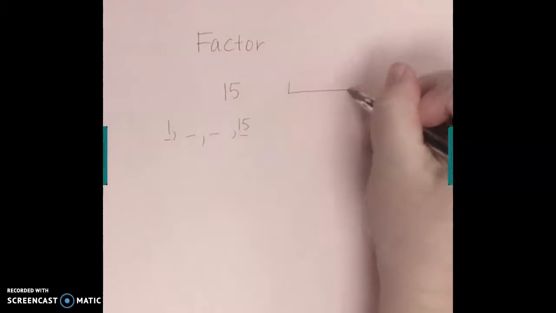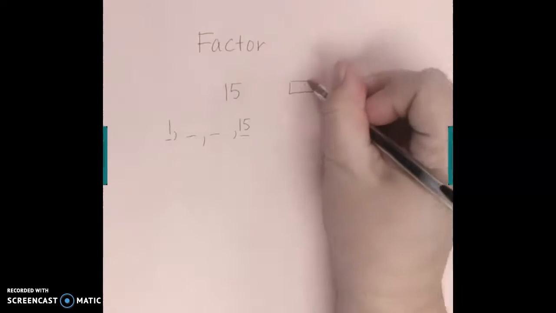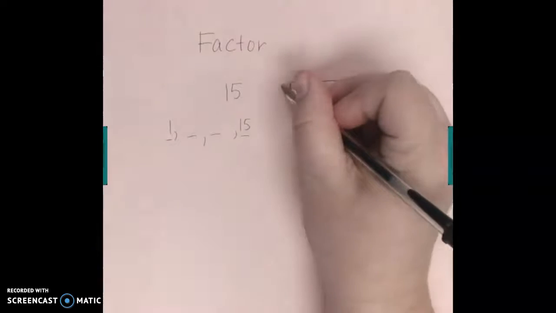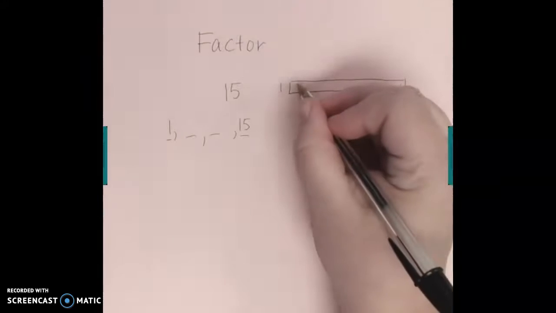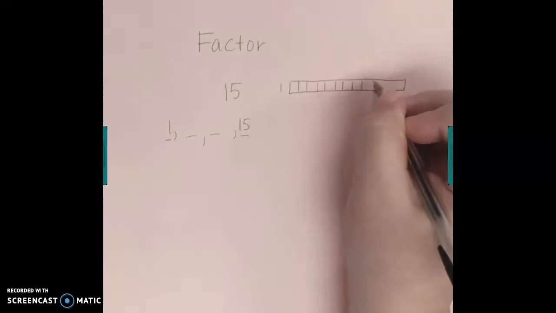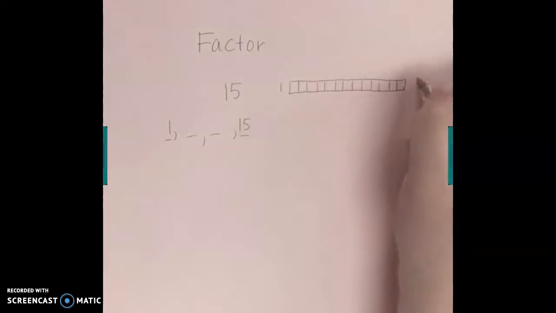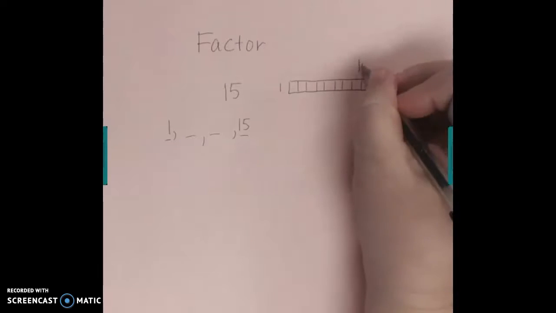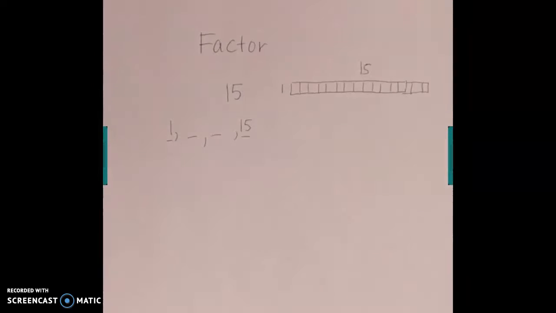We can see that in an array. I know that you worked on arrays, so I'm going to show that to you in an array. This is one row of 15. 1, 2, 3, 4, 5, 6, 7, 8, 9, 10, 11, 12, 13, 14, 15. That is 1 times 15.